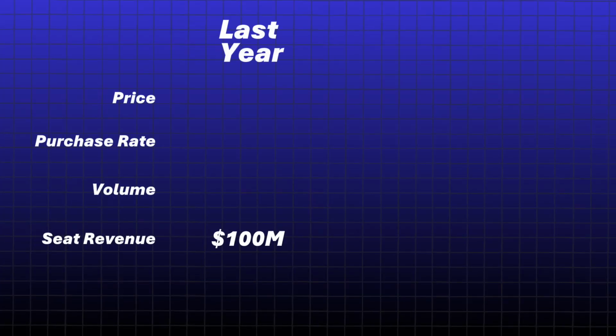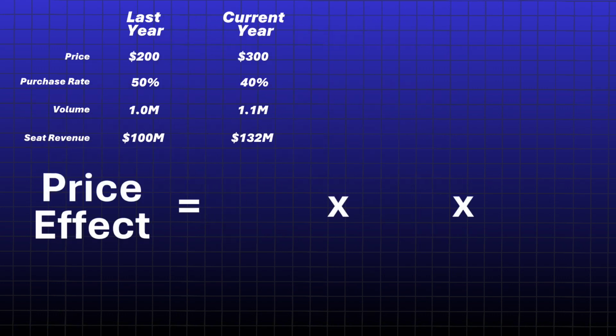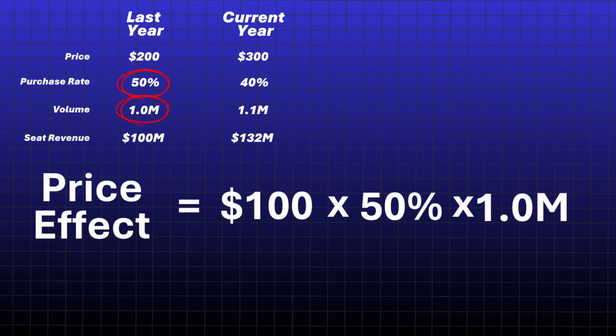So the way to think about this is we need to situate ourselves in the last year time frame. So last year, we know that we earned $100 million and our price was $200, purchase rate was 40%, and there were 1 million customers. We want to now slowly make our way from those last year values to the current year values. In the last year case, the price was $200 and now we're at 300. So to isolate the effect of the price, we're going to multiply that $100 difference with the old values for the purchase rate and the volume. And this gives us a $50 million impact from the price.